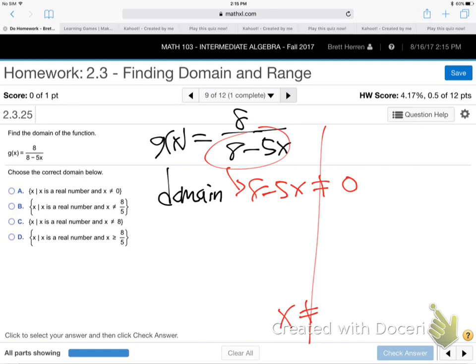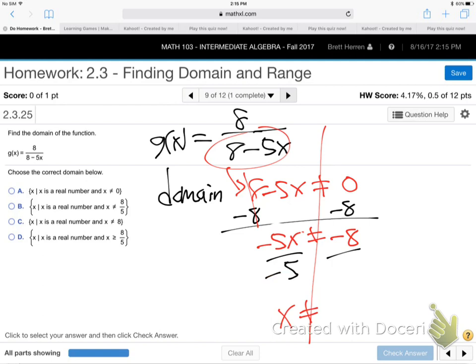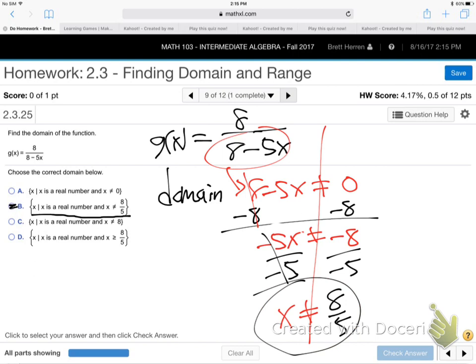So first thing is get rid of that 8. Subtract 8 from both sides. And that's gone. So we get minus 5x not equal to negative 8. That okay? And then last step to get x alone, divide by minus 5. Two negatives, positive. X cannot be 8/5. That's answer B, isn't it? X can be anything but 8/5. You can't put 8/5 into that function. It's like putting tinfoil in the microwave. It'll cause a problem, but anything else is fine. That's the only trouble spot.